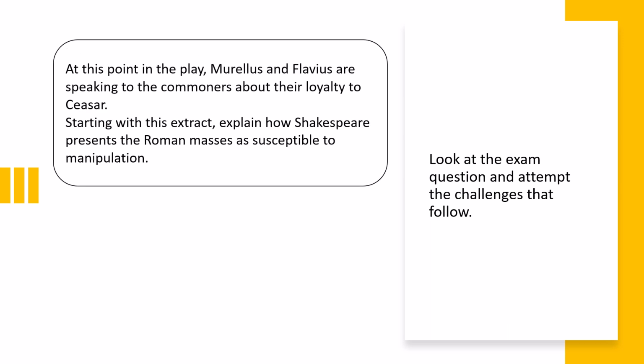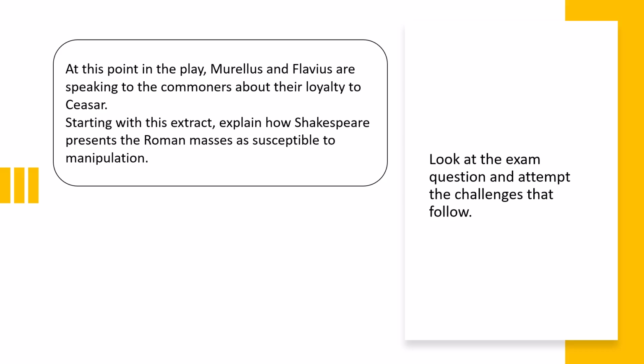So this is the question that we're going to focus on today, and you will actually notice that within this question we've held back a little bit of information just to think about some of the challenges that we're going to go through in a moment. So the question says then, at this point in the play, Murellus and Flavius are speaking to the commoners about their loyalty to Caesar. Starting with this extract, explain how Shakespeare presents the Roman masses as susceptible to manipulation.